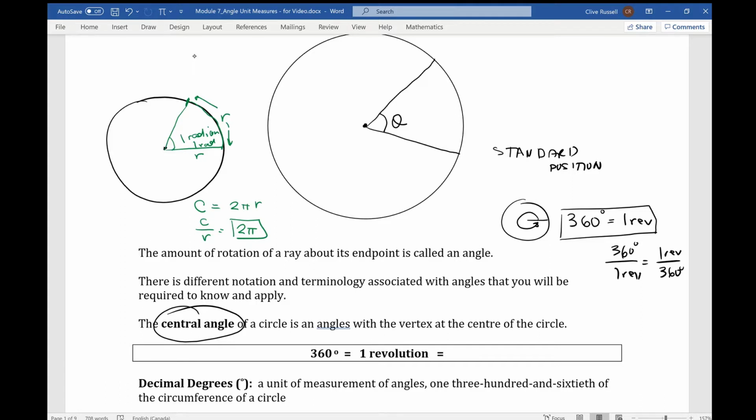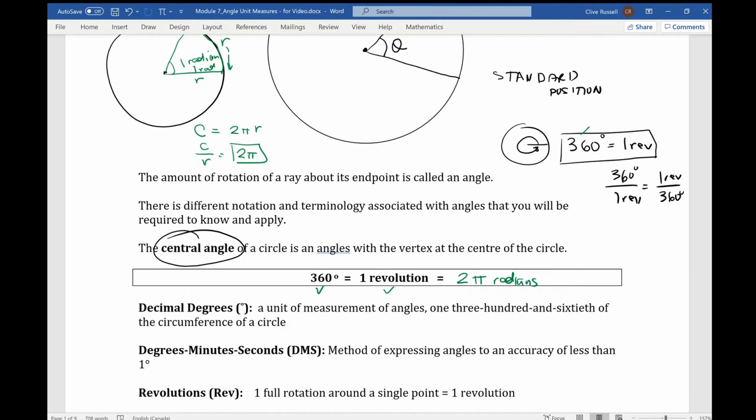So we know that 360 degrees, as we said, is the same as 1 revolution, which is now the same as 2 pi radians. Let me write it out, r-a-d-i-a-n-s. So that's going to be important.